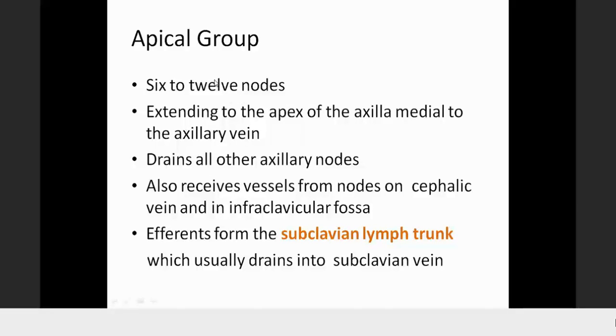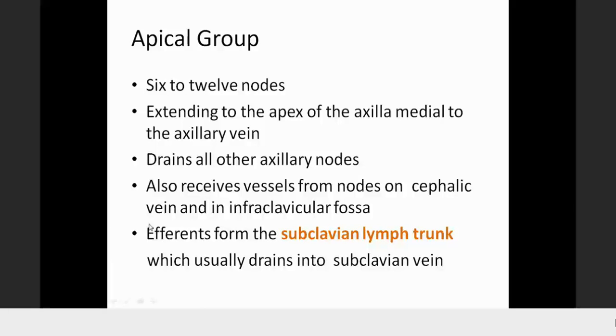So, talking about the apical group, this apical group consists of about 6 to 12 nodes and they extend to the apex of axilla, medial to the axillary vein. They lie medial to the axillary vein and they drain all other lymph nodes. All other axillary groups of lymph nodes eventually drain into the apical group. And apart from the other axillary nodes, they also receive afferents from nodes on the cephalic vein.